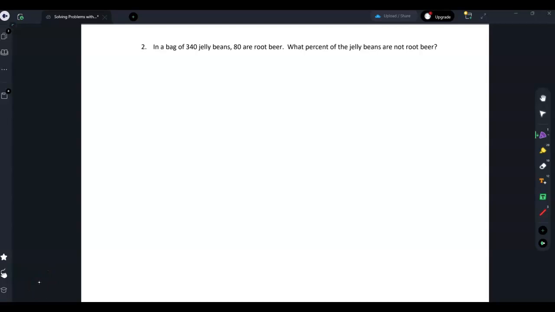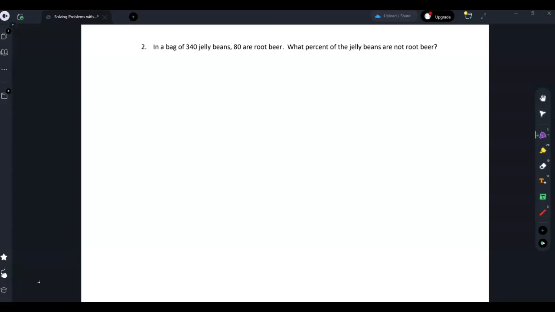All right, this last story problem has just a little bit more to it. So it says in a bag of 340 jelly beans, 80 are root beer. What percent of the jelly beans are not root beer? So looking at this, I already know that we're going to be finding a percent, whatever method we decide to use. And there's a couple of approaches that you could take here.